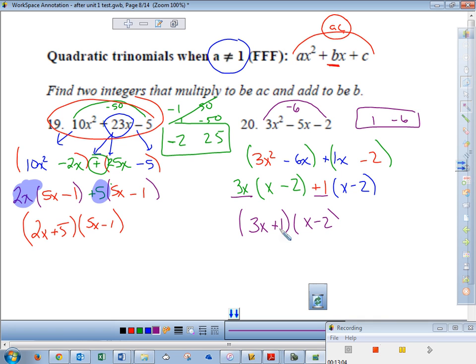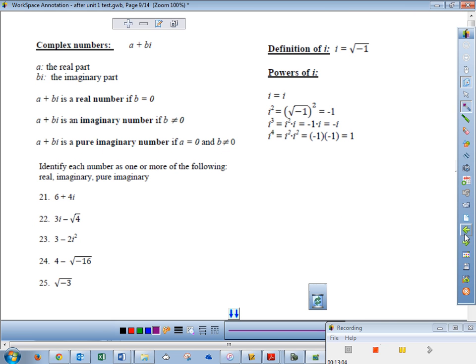No, it does not matter if those are in a different order. I do not need to solve this because it's not an equation. And finally, our refresher of complex numbers: a plus bi, where a is the real part and bi is the imaginary part.